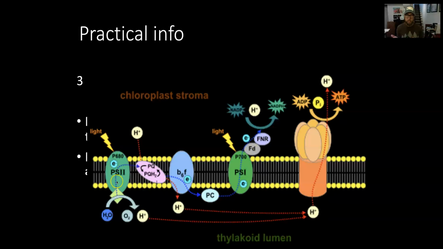But in general, whatever is happening to photosystem 2 tends to be happening with these other enzymes that are part of the electron transport chain. So it's a good representation of what's happening.